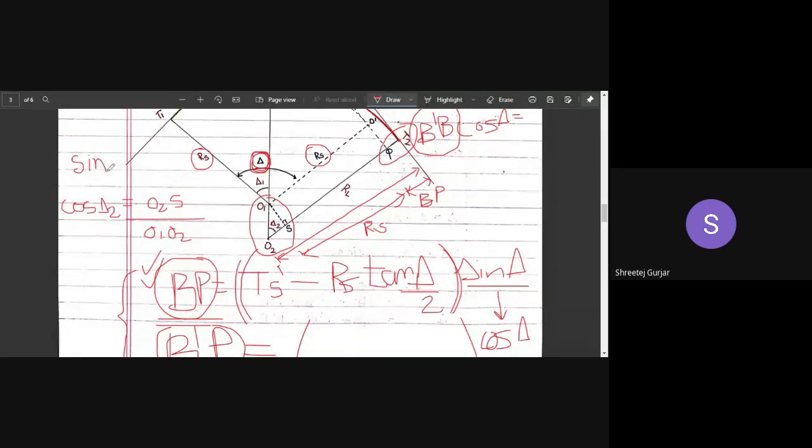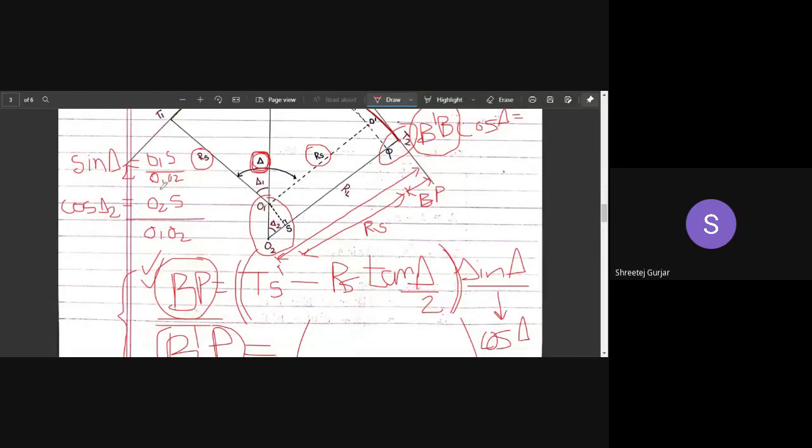Similarly, write down sine delta 2. Sine delta 2 is what? Can you tell me? Sine delta 2 is opposite upon hypotenuse. Opposite is O1S divided by O1, O2. So write down sine delta 2 and cos delta 2.